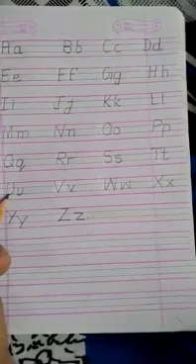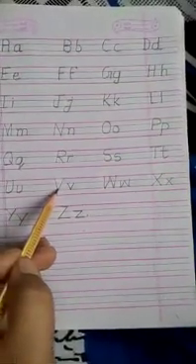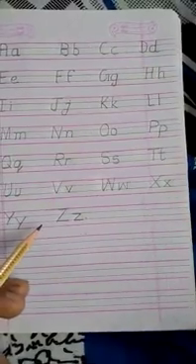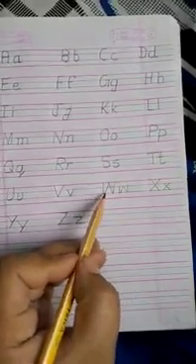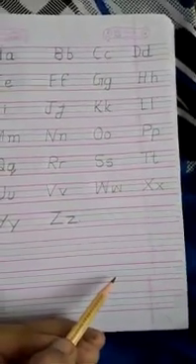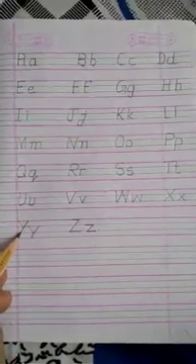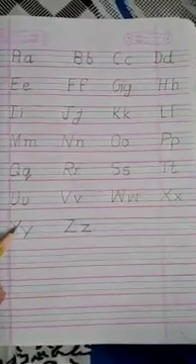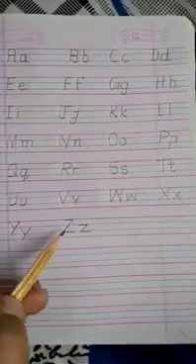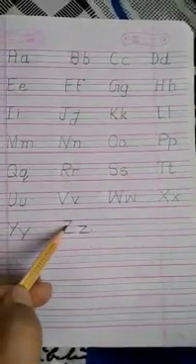The sound of U is A. The sound of V is V. The sound of W is W. The sound of X is X. The sound of Y is Y. The sound of Z is Z.